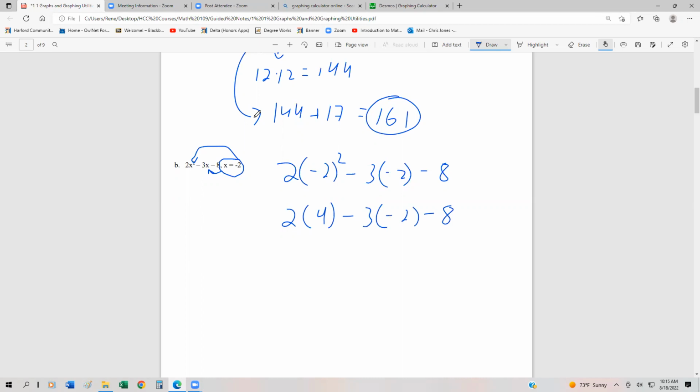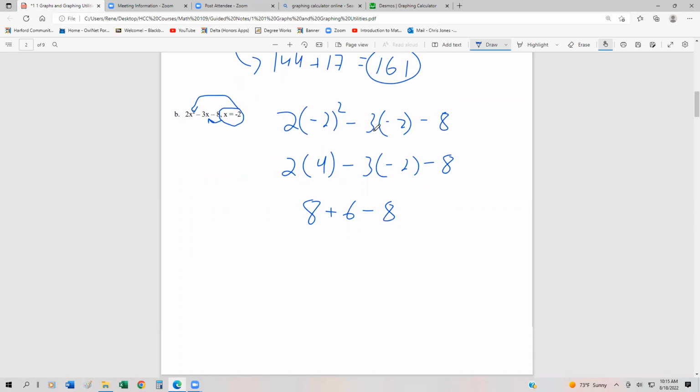Now we're going to multiply. So we have 2 times 4, which is 8. We have -3 times -2, which is a 6. We have minus 8. And then finally, we work from left to right. This is going to be 14 minus 8, which is going to be 6.